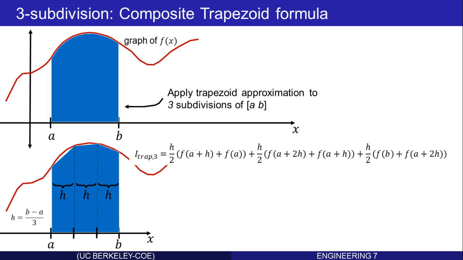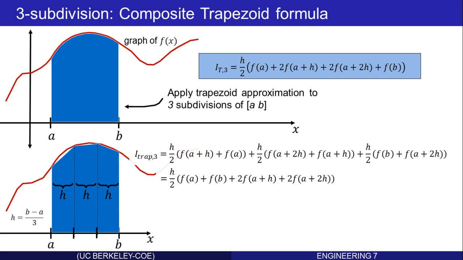The 3-division approximation is just the sum of the areas of the individual trapezoids. There they are. That's the area of trapezoid 1, and then the area of trapezoid 2, and then the area of trapezoid 3. Again, notice that the function values at a plus h and a plus 2h both appear in 2 of the formulas, hence their overall contribution is twice. Here it is: f of a plus f of b plus 2 times f of a plus h plus 2 times f of a plus 2h.